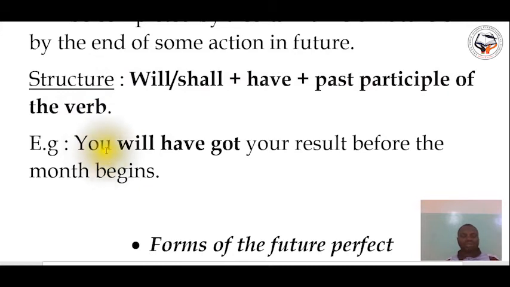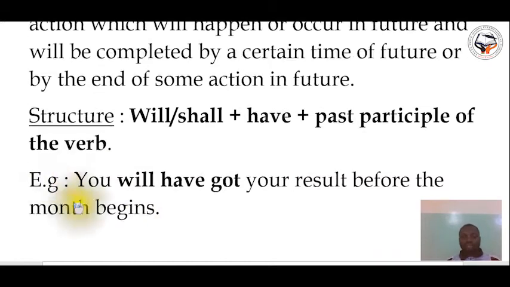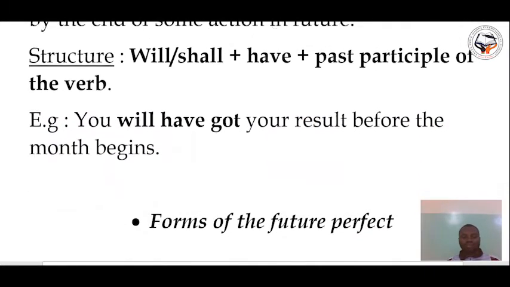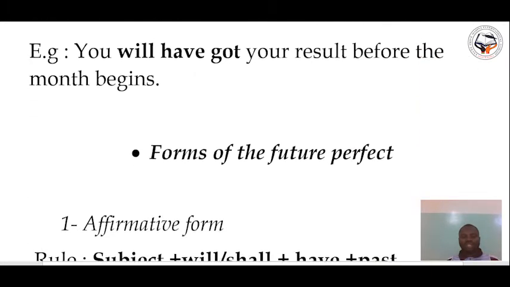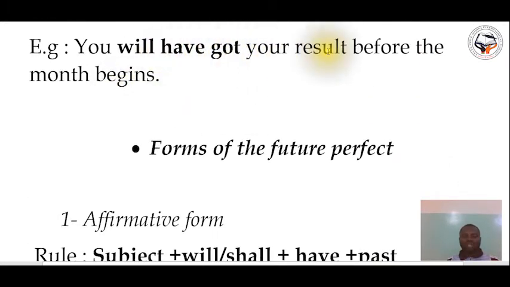Let's see the example. You will have got your result before the month begins. In other words, it means that you will have got your result before the beginning of the following month. So here it is the future. The sentence is expressing the future. That is to say, you will get your result before the beginning of the following month. This is what the sentence means.